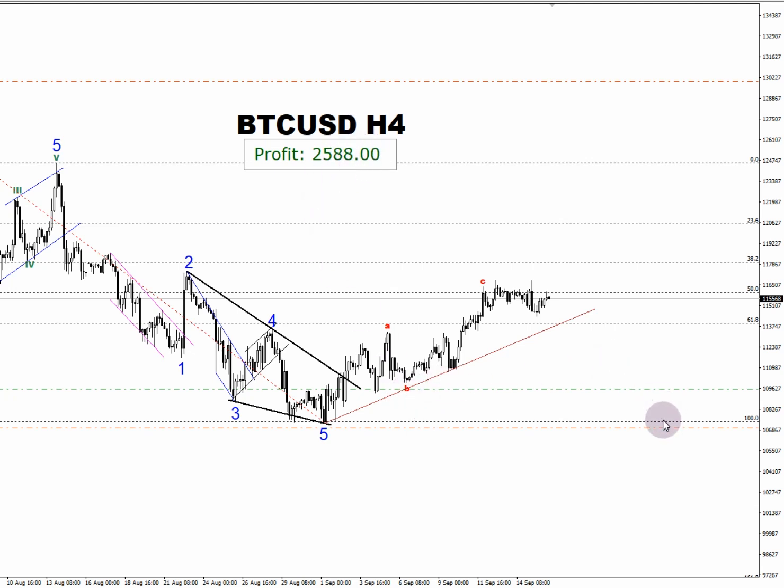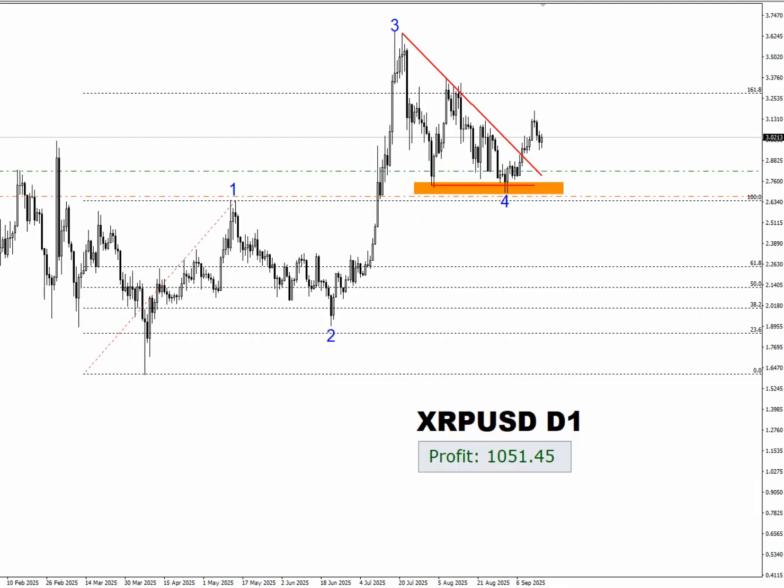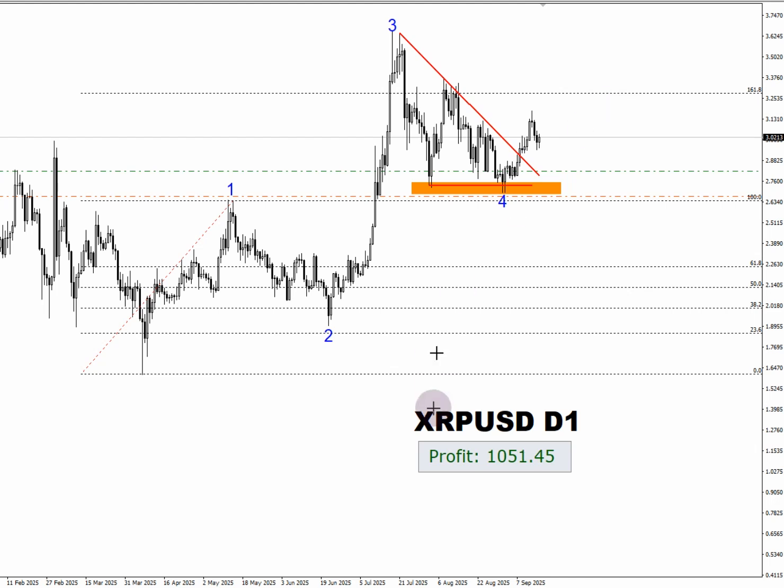The next exciting cryptocurrency to watch this week is Ripple. Regarding Ripple, guys, everything is basically within the trading idea that on the daily time frame we have formed 1 impulse, 2 correction, then 3 impulse, 4 correction, then a price level formed, and we began buying Ripple right at this particular point.